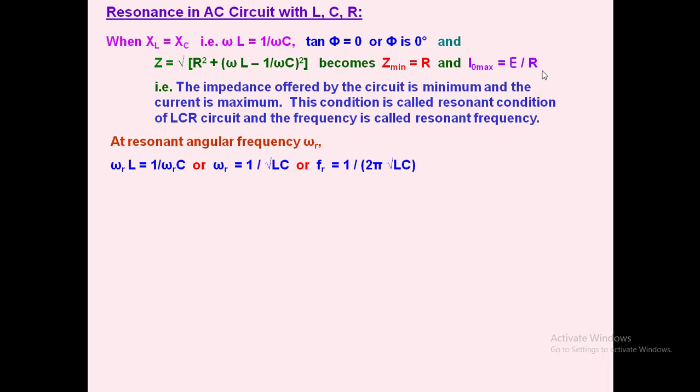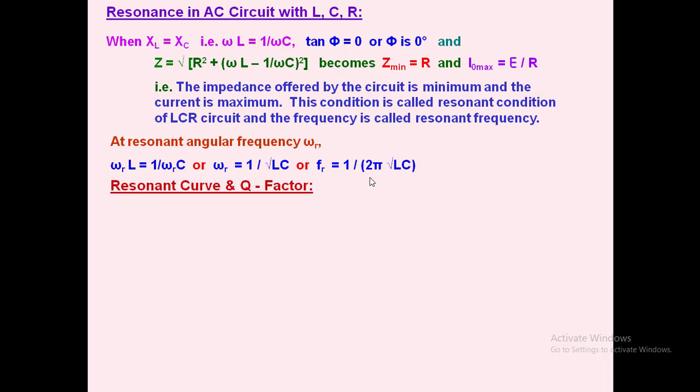At resonance, angular frequency is omega R. That means omega R into L is equal to 1 by omega R into C. So from this you can find the expression for omega R, that is the angular resonant frequency, as 1 by root over LC. As omega equal to 2 pi f, so Fr equal to 1 by 2 pi root LC.